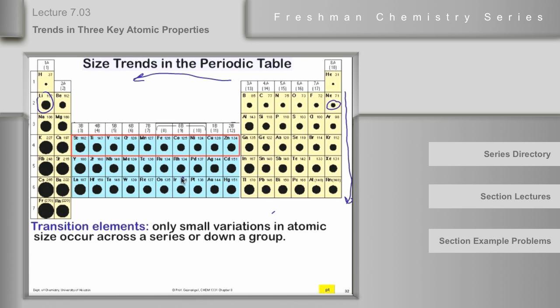Now, an exception here is the transition elements. Look at these transition elements, scandium over to zinc. Well, it looks like they might be going down a little bit. The numbers are there for you to look at. But the change is not very much. Why would that be? Where are the electrons going for these elements? They're going into the 3d, which is one subshell down.